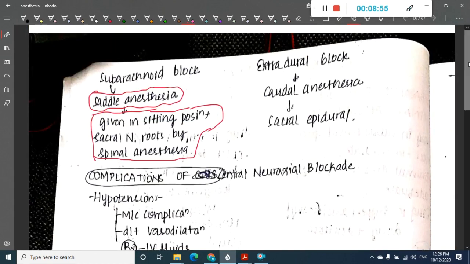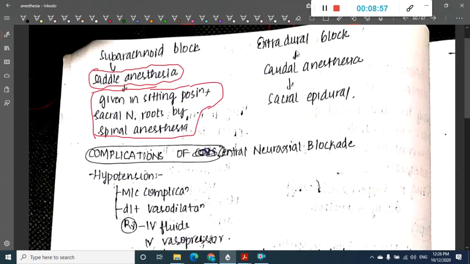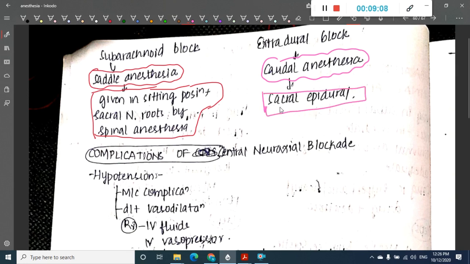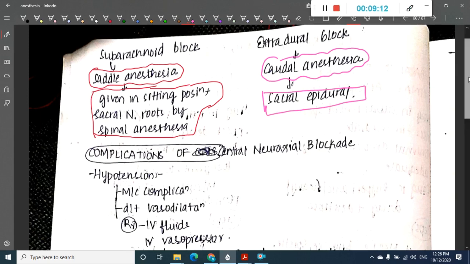I'll show you the picture, just 5 minutes. This extradural block will also produce caudal anesthesia, that is sacral. If it produces caudal anesthesia, then we call it a sacral epidural block. In sacral epidural block, caudal anesthesia will be produced.